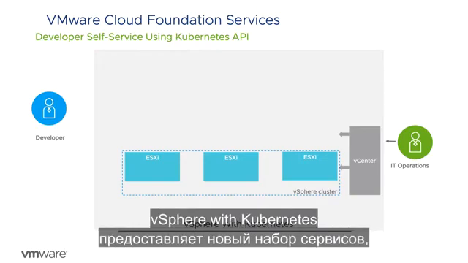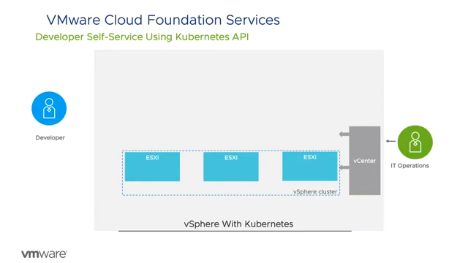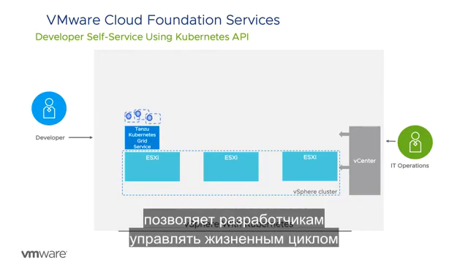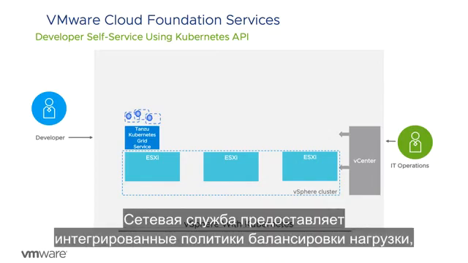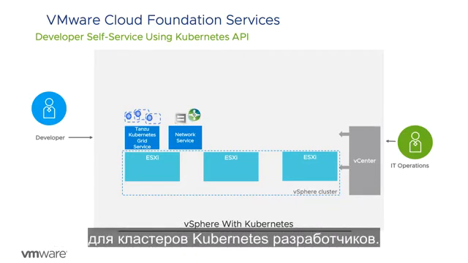vSphere with Kubernetes exposes a new set of services that developers can consume through the Kubernetes API. The VMware Tanzu Kubernetes Grid service for vSphere allows developers to lifecycle manage Kubernetes clusters on demand. The network service enables integrated load balancing, ingress, and network policy for developers' Kubernetes clusters.